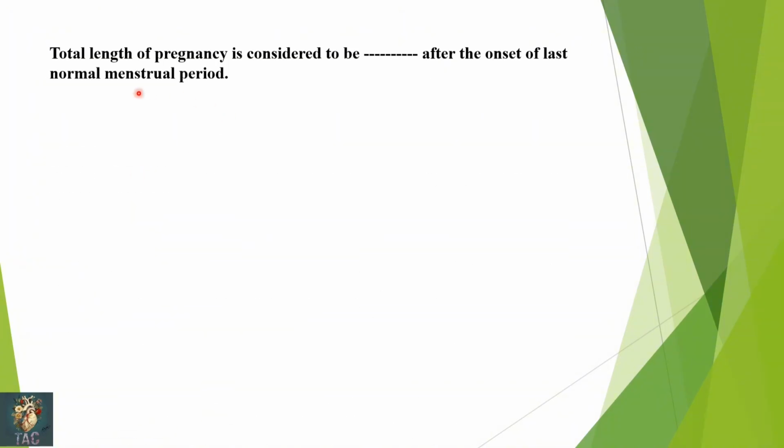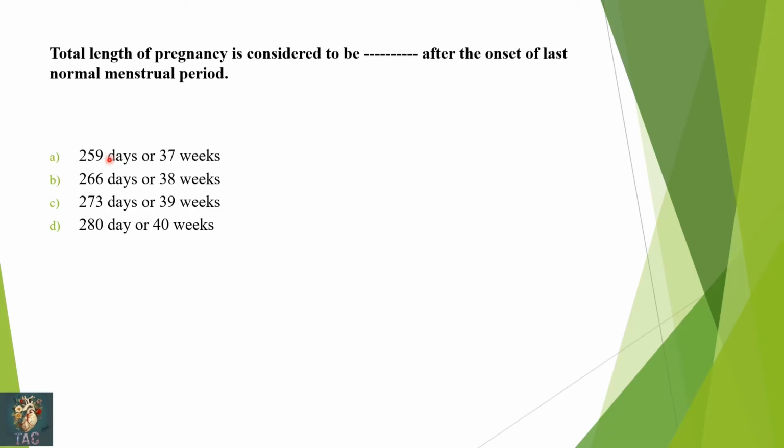Next MCQ is, total length of pregnancy is considered to be dash after onset of the last normal menstrual period. There are different options: either 259 days or 37 weeks, 266 days or 38 weeks, 273 days or 39 weeks, and 280 days or 40 weeks. So it is from the onset of the last menstrual period. The correct option is 280 days or 40 weeks. So D option is correct.